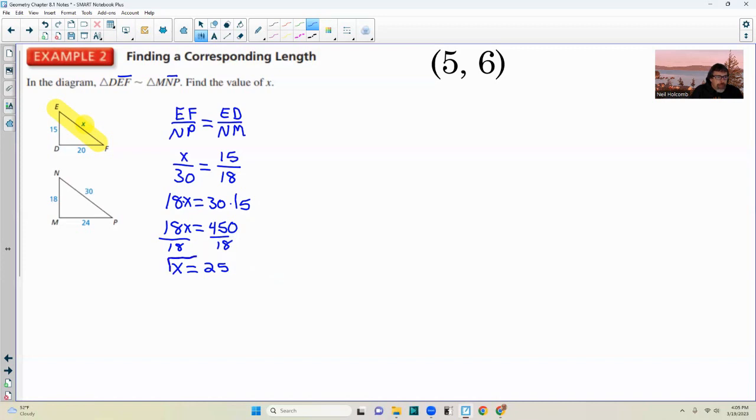Okay, so that's how you find a missing value using proportions. X equals 25. Okay, so now you should be able to do problem numbers 5 and 6 in the exercises.